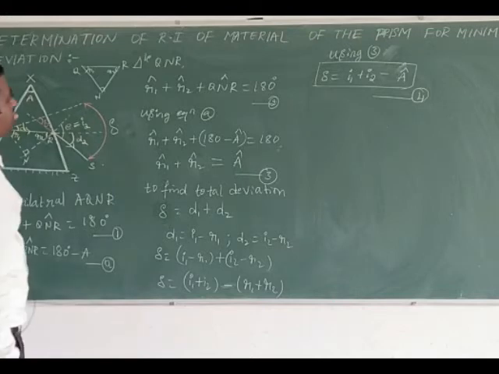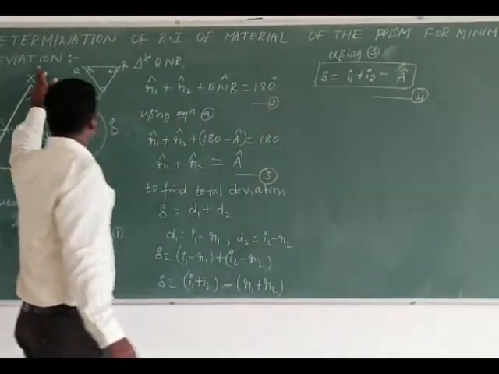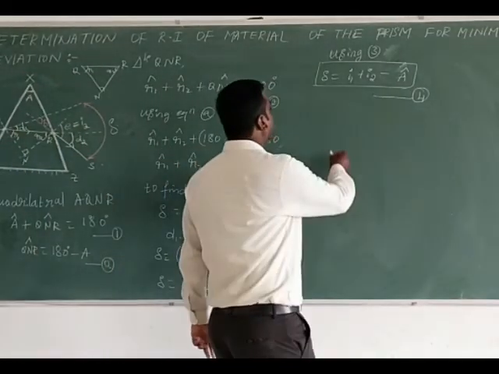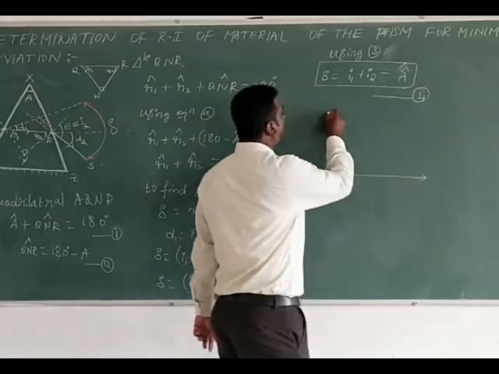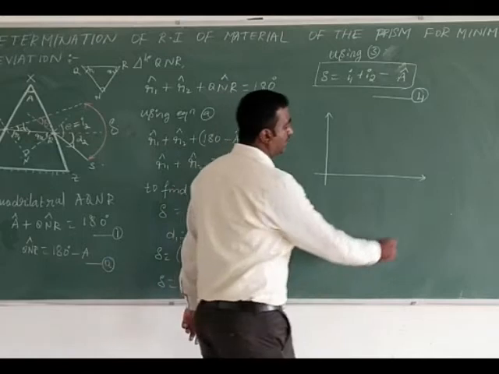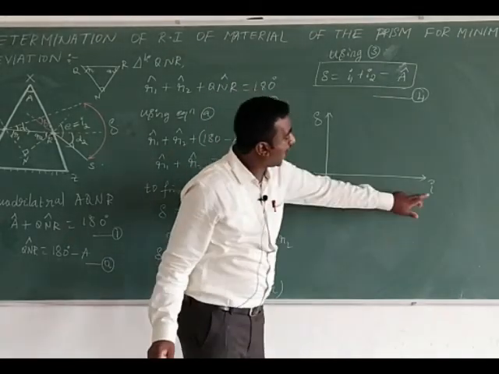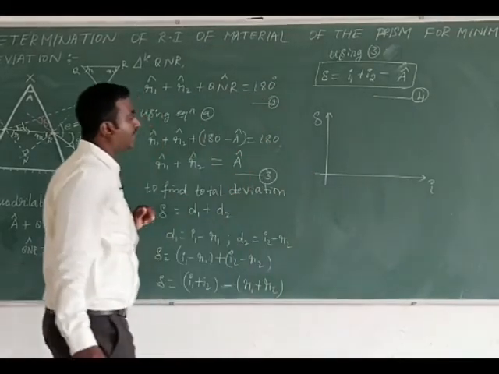Now our intention is to calculate the minimum deviation. So what does this minimum deviation mean? Now if we plot a graph, listen carefully, this graph is important for you. The entire derivation is based on this graph. This is the angle of incidence along the x-axis, and along the y-axis is the angle of deviation.